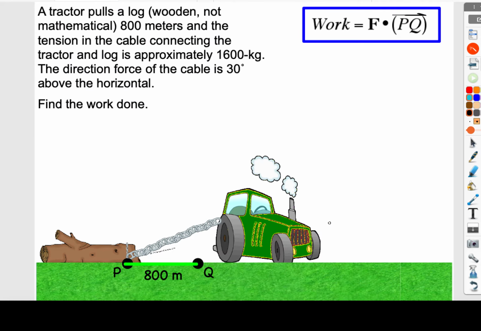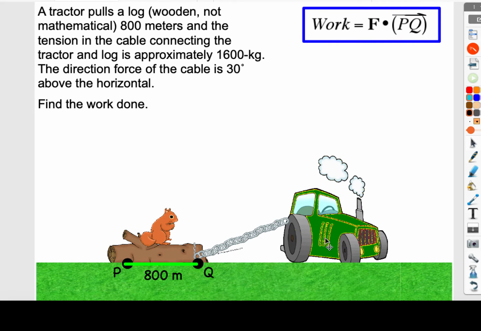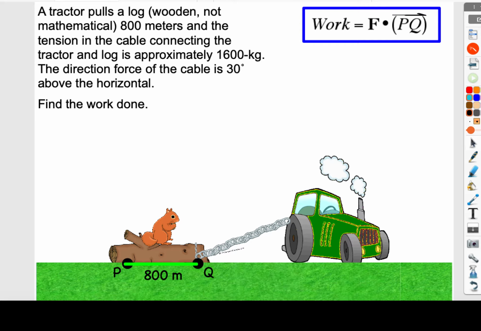Let's take a look at a couple more very quickly. Let's say you had a tractor and it's trying to pull a log, maybe a really heavy log with a squirrel on it. Well, you can pull that tractor along 800 meters. We're going to pull that log along the ground, those 800 meters. But realize that technically with where we have the chain, our chain is not pulling directly to the right. Our chain is at an angle to the ground, our chain's got a little angle there.